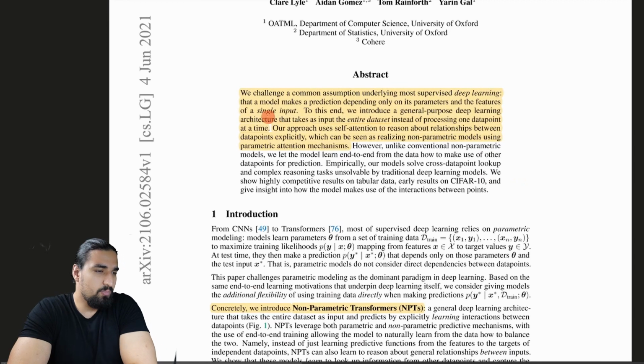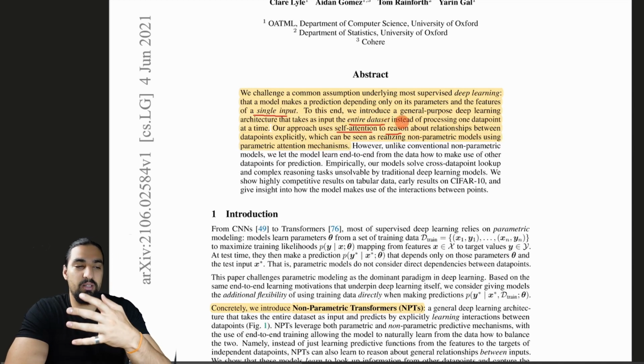They say here, we challenge a common assumption underlying most supervised deep learning, that a model makes a prediction depending only on its parameters and the features of a single input. To this end, we introduce a general-purpose deep learning architecture that takes as input the entire dataset instead of processing one data point at a time. Our approach uses self-attention to reason about relationships between data points explicitly, which can be seen as realizing non-parametric models using a parametric attention mechanism.